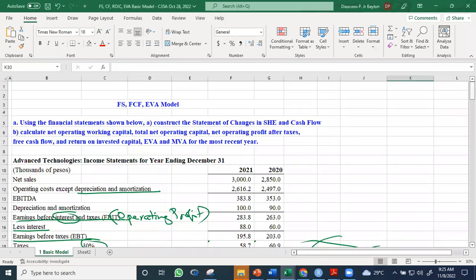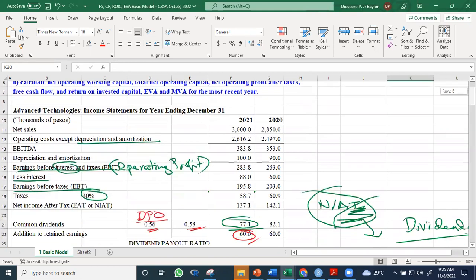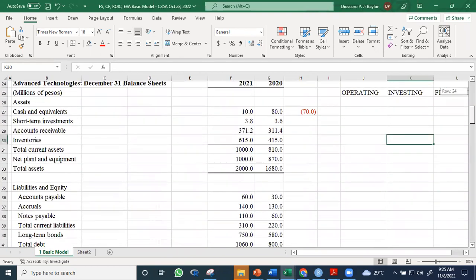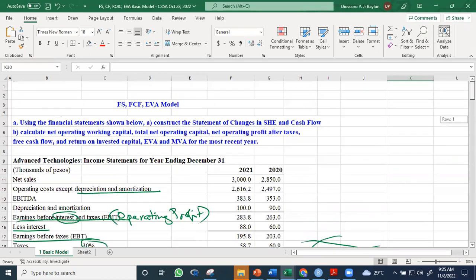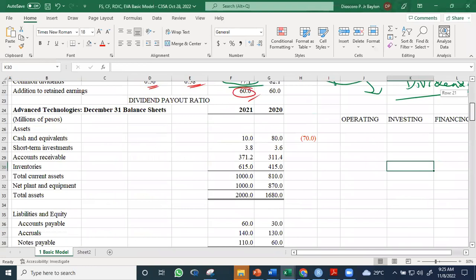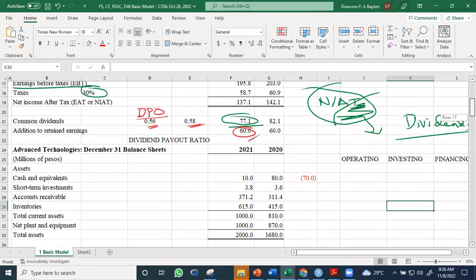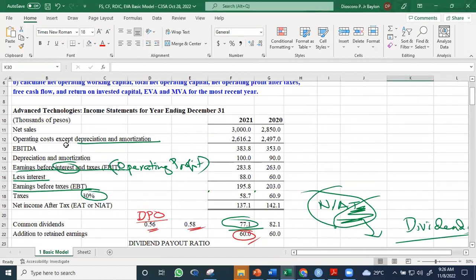Today we're going to continue our discussion on financial statements, and in particular, we are going to construct the financial statements of this company, Advanced Technologies. All right, so let's have a quick review of the financial statements of Advanced Technologies.